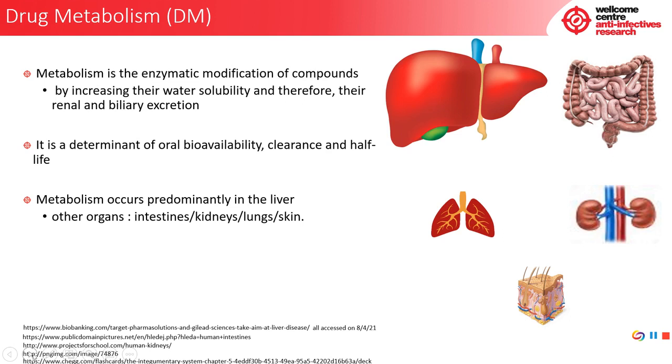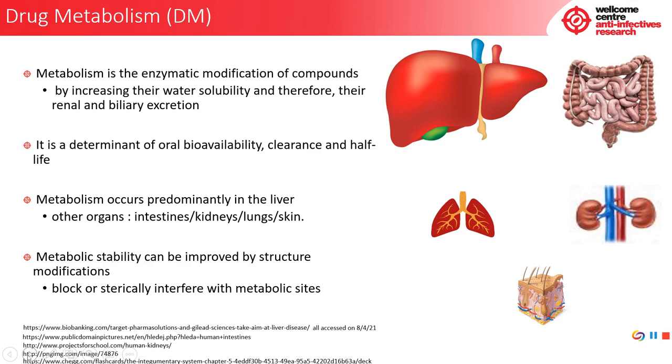The image to the right of the slide shows you the relative importance of these organs to drug metabolism. The most important organ is the liver, followed by the intestine, the kidneys, the lungs, and the skin. Metabolic stability can be improved by structural modification, which blocks or sterically interferes with metabolic sites. We will look at this in more detail later on.